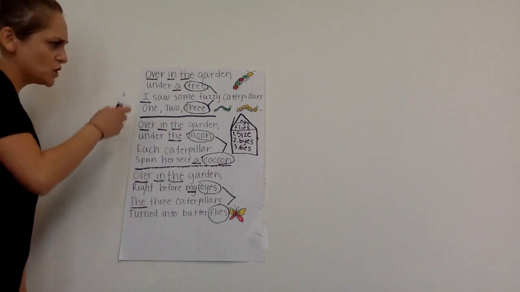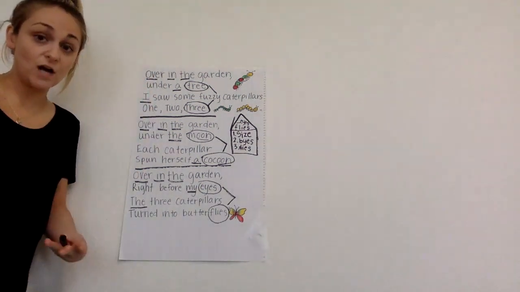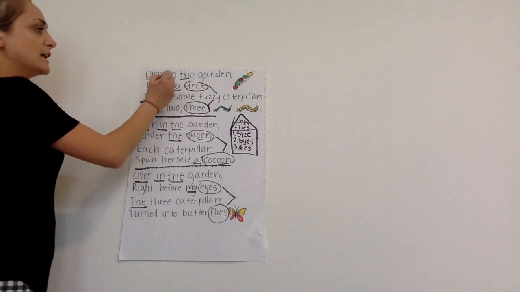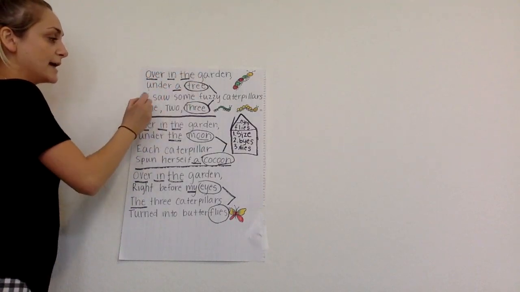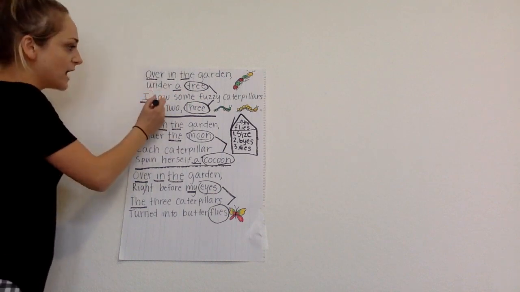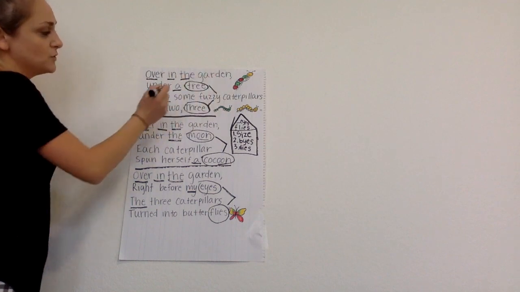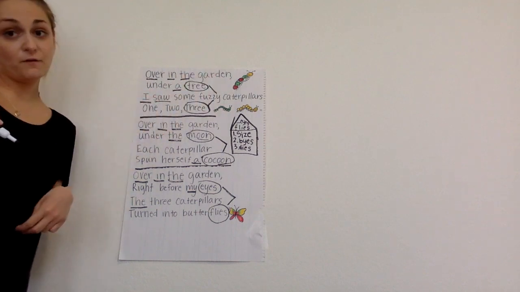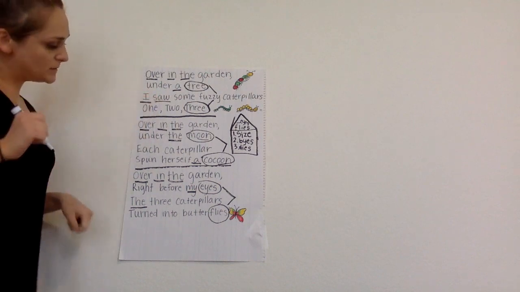But I'm actually going to circle back up to the 1st section because I think I see a sight word that Miss Navarro forgot to underline. Over in the garden, under a tree, I saw, very good. I saw some fuzzy caterpillars. 1, 2, 3. So Miss Navarro forgot to underline saw, like you see, you saw something. So that is going to be our last sight word.